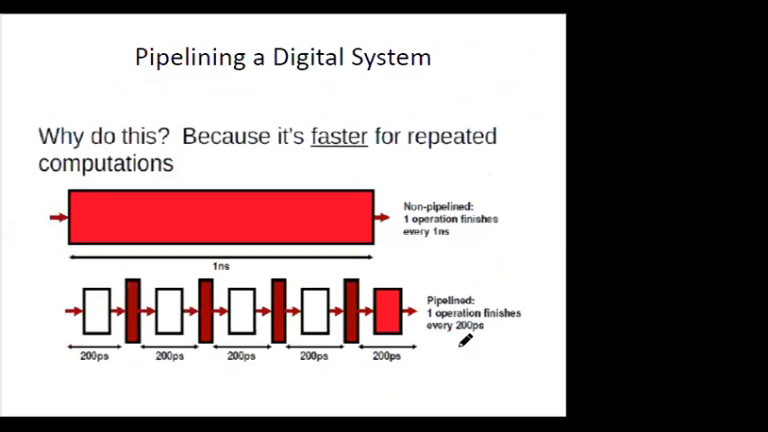So how is pipelining implemented in a data system? This is an implementation of it. If we have a non-pipeline structure, then one operation finishes every 1 nanosecond. But if we have a pipeline structure, every process takes 200 picoseconds when the pipeline is completely filled. Mark those words: when the pipeline is completely filled. Then every operation finishes in 200 picoseconds, whereas in the non-pipelined case, a single operation, the complete process, takes 1 nanosecond.